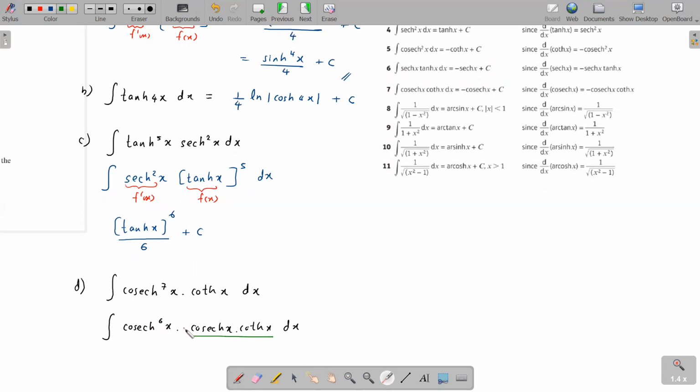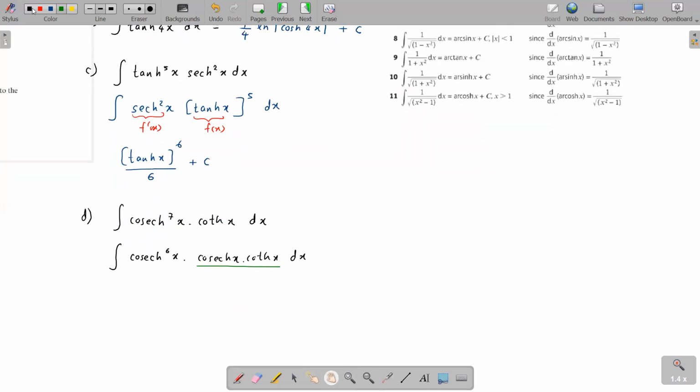And look, the other part has to be what you get when you differentiate the coshx, right? Differentiation of coshx gives me minus cosh cot, but actually I have the main elements here. So let me rearrange and show it to you properly. This is coshx cot x, into cosh x to the power 6. Let me write it like this. Basically, what I'm trying to say is that coshx is my fx.